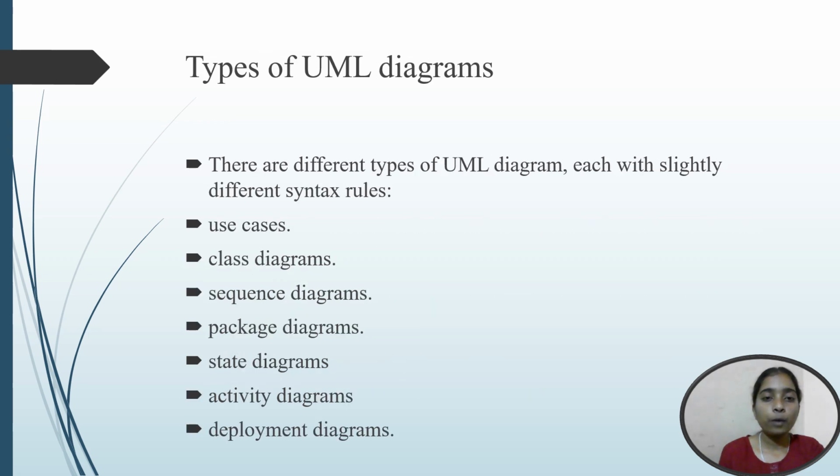Here are the types of UML diagrams. There are different types of UML diagrams, each with slightly different syntax rules: use cases, class diagrams, sequence diagrams, package diagrams, state diagrams, activity diagrams, and deployment diagrams.